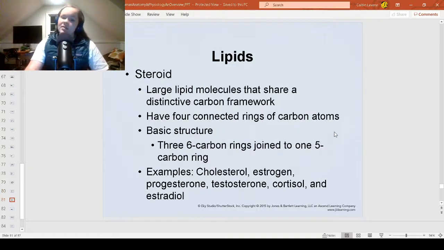A steroid is a large lipid molecule that shares a distinctive carbon framework. They have 4 connected rings of carbon atoms, with a basic structure of 3 6-carbon rings joined to 1 5-carbon ring. Examples: cholesterol, estrogen, progesterone, testosterone, cortisol, and estradiol.